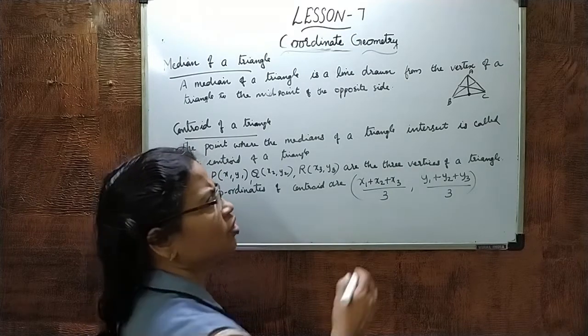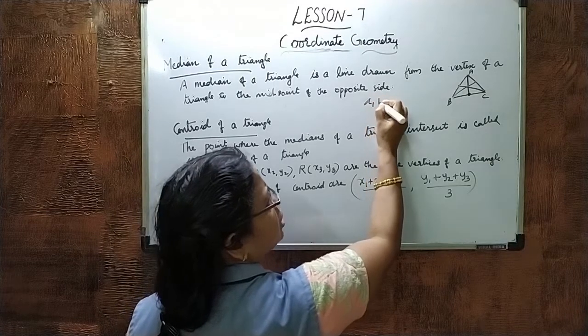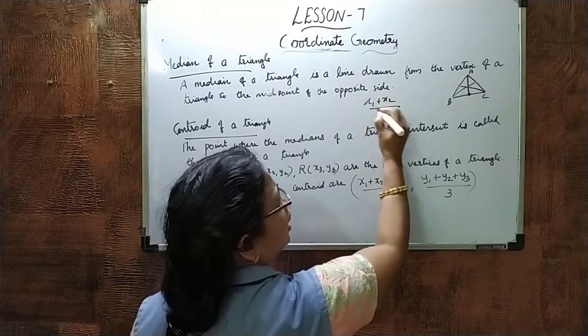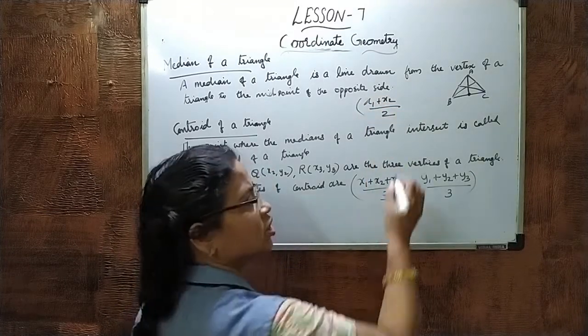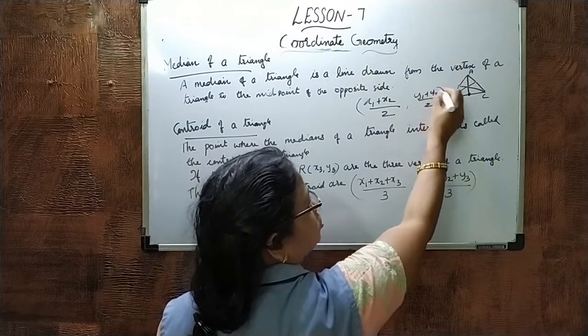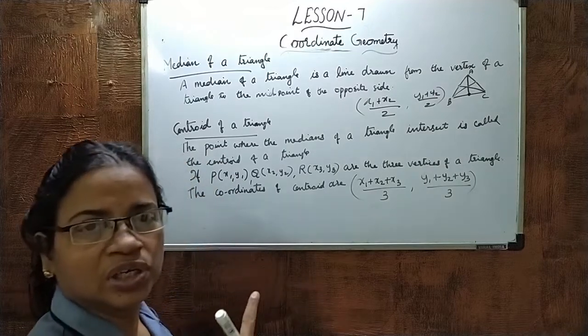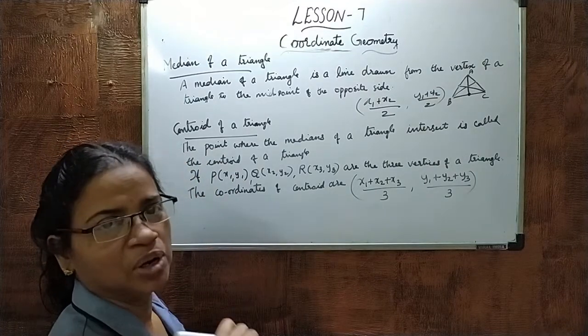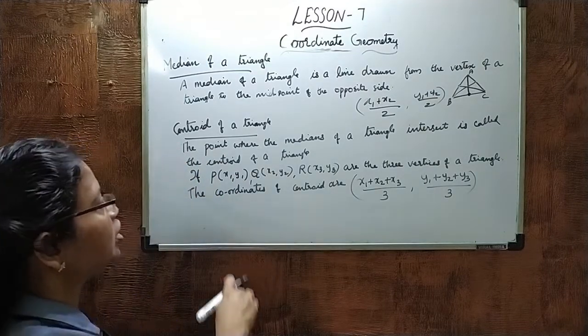And then what is the formula for the midpoint? How will you find it? The coordinates of the midpoint are (x1 plus x2) by 2, and then (y1 plus y2) by 2. Okay, these are the coordinates for the middle point or midpoint. What is the next one?